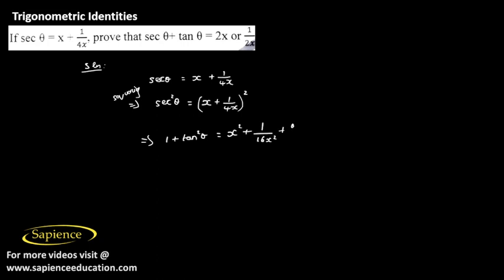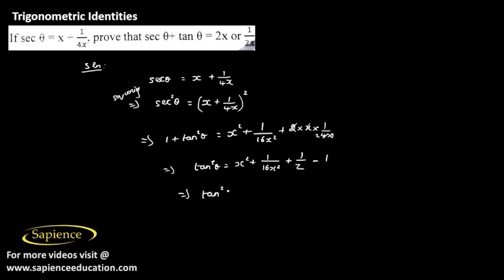plus 2 into x into 1 by 4x. Here x will get cancelled and 2 and 4 will get cancelled and we will get 1 by 2 here. This gives us 1 plus, I'm keeping only tan square theta here and taking 1 to the right hand side. So I will get tan square theta is equal to x square plus 1 by 16x square plus 1 by 2, and this plus 1 will become minus 1.